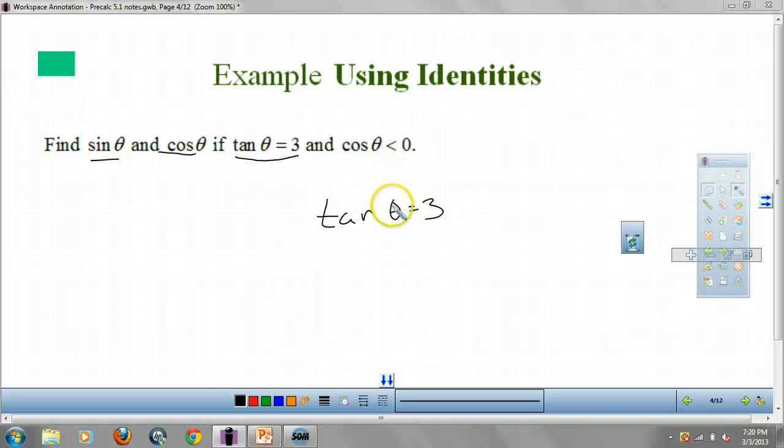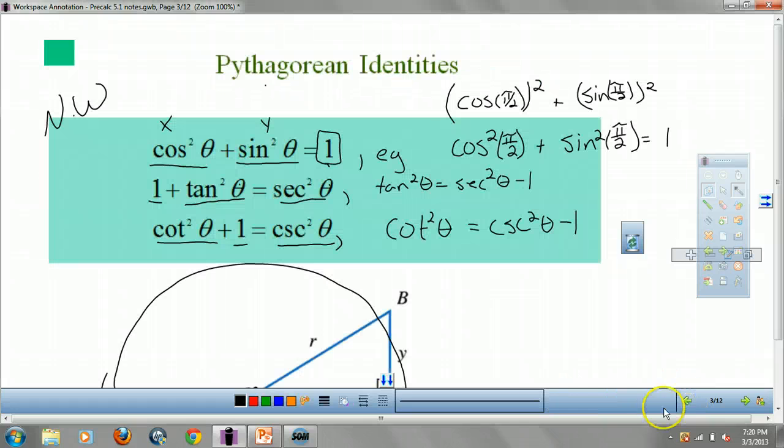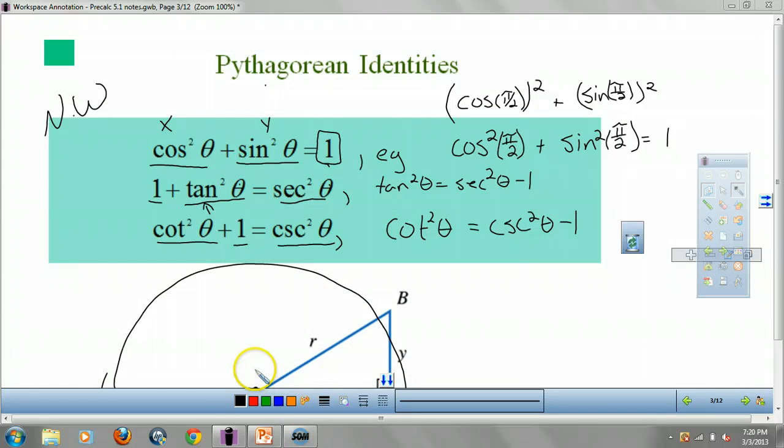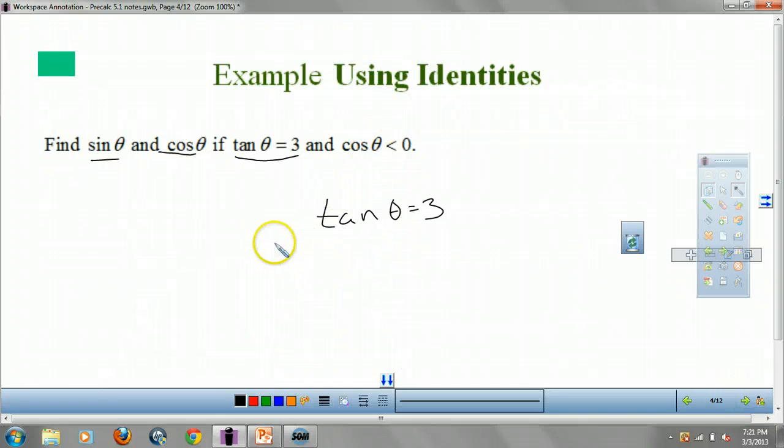Now we have to ask ourselves, how can I get from tan to another one of the functions? Let's take a look back. Well, here's a tan, right? 1 plus tan squared of theta equals secant squared of theta, right? Oops, wrong button. Okay. So I know 1 plus tan squared of theta equals secant squared. Right? By the way, guys, definitely noteworthy here.